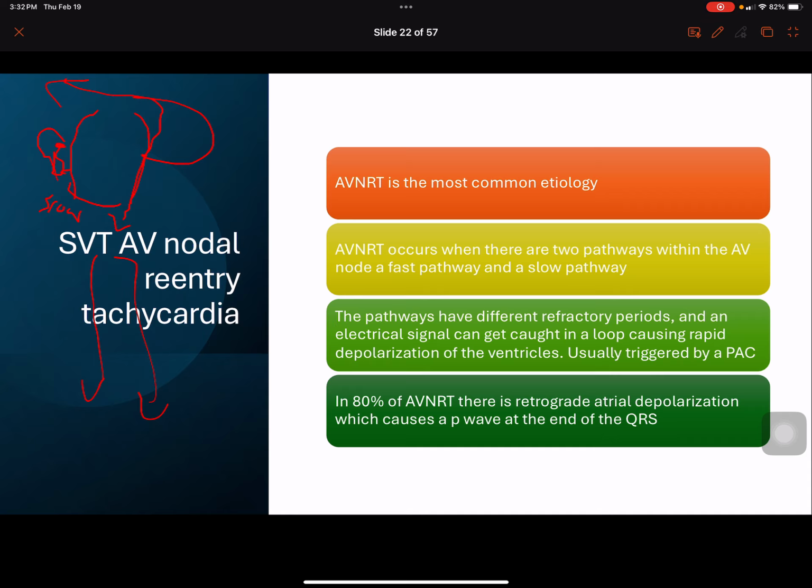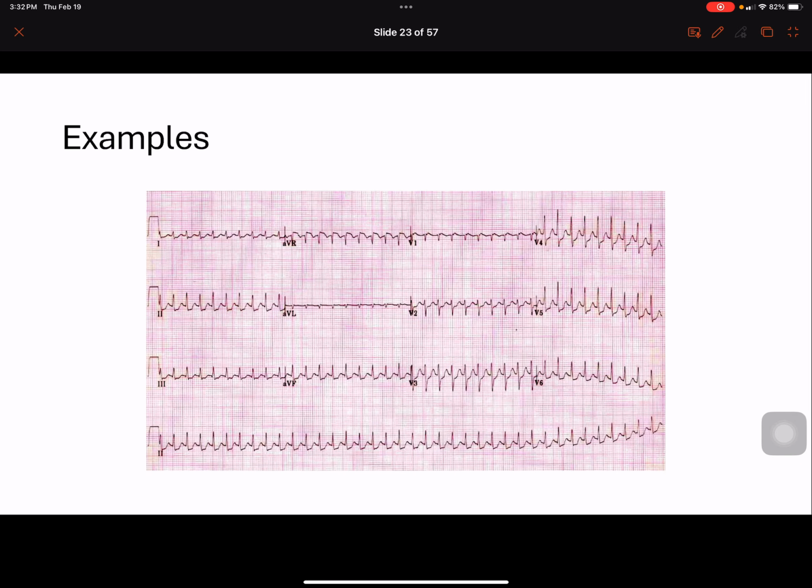A retrograde P wave is where I have my QRS complex, but in the T wave I might see a little hiccup like that. Sometimes we refer to it as a P wave buried in the T wave, but it's actually what we call a retrograde P wave, happening because a signal is traveling up here and stimulating the atria.